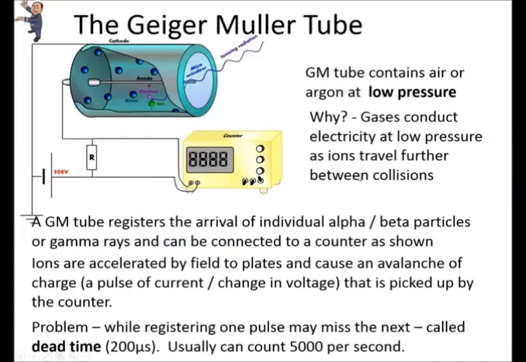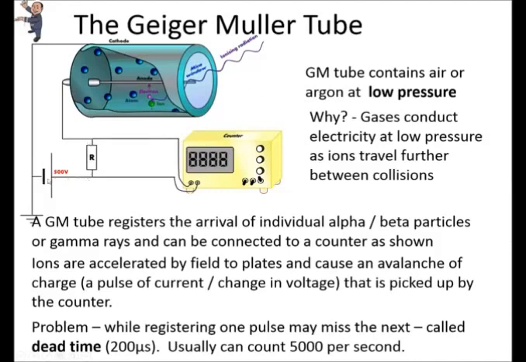The GM tube is probably worth spending a little bit of time looking at, because you will have used one in the lab. It contains air or argon, sometimes at a low pressure. The reason is that gases conduct electricity much better at lower pressure, as the ions travel further between collisions, so they can get across the gap, if you like. A GM tube registers the arrival of individual particles, and you can see how it's connected in a circuit.